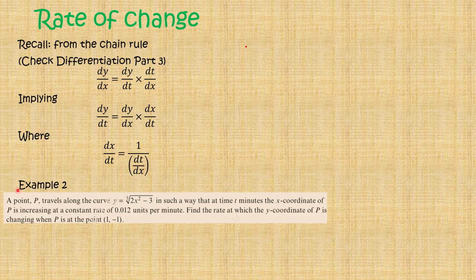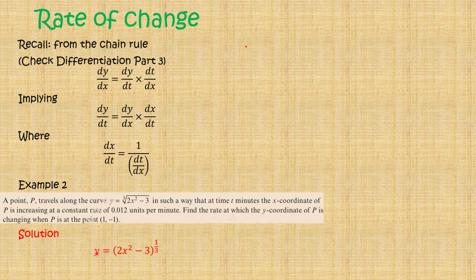Let us look at another example. A point P travels along the curve y equals the cube root of 2x squared minus 3 in such a way that at time t minutes, the x-coordinate of P is increasing at a constant rate of 0.012 units per minute. Find the rate at which the y-coordinate of P is changing when P is at the point (1, -1). And of course, the solution.